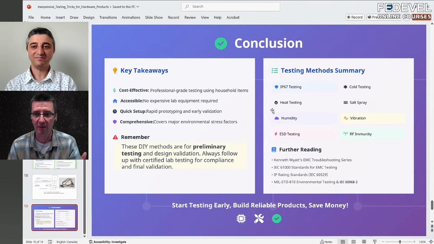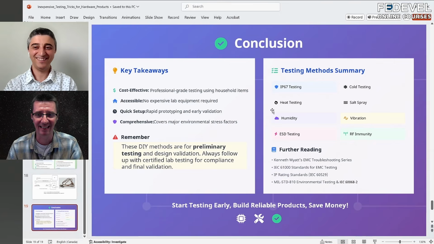People will need to buy something for EMC testing. It's not as simple as what we were talking about just now. Everyone has a fridge or an oven, but not maybe a spectrum analyzer or the tent. I don't remember exactly how it's called, for the unintentional EMC chamber testing.